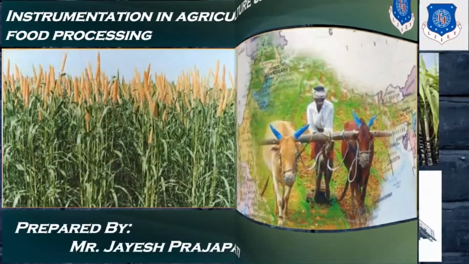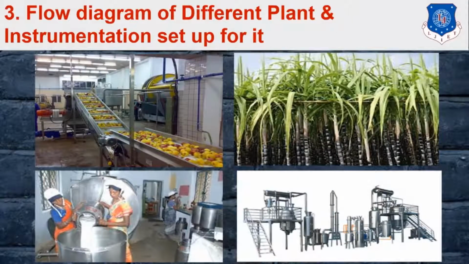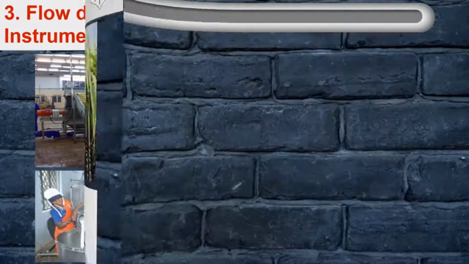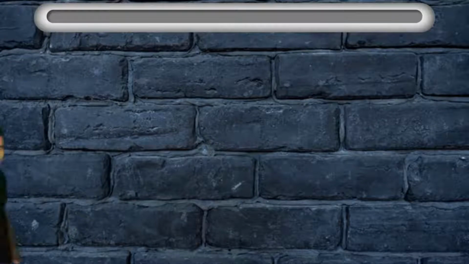In this session, we have to discuss unit number 3, that is flow diagram of different plants and instrumentation setup for them. In this chapter we have to learn different plants and their working, and how instruments can be set for these plants. So in this session we have to discuss the content.